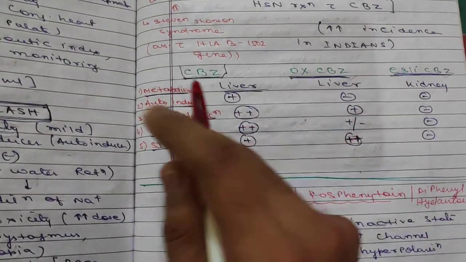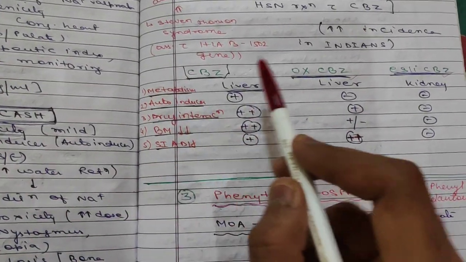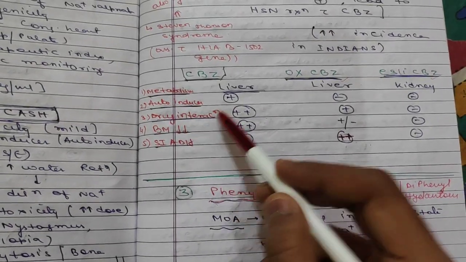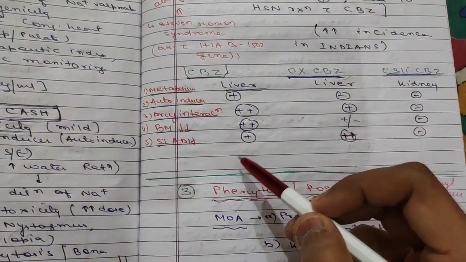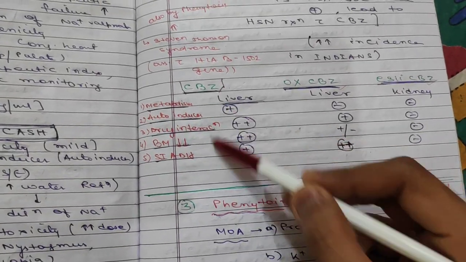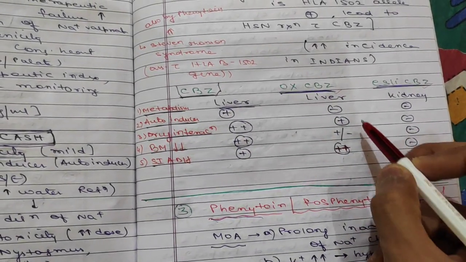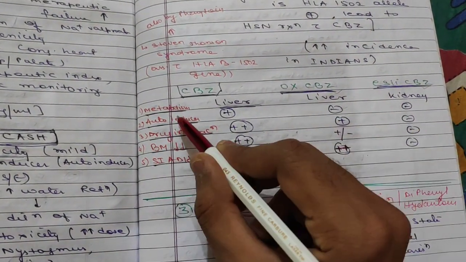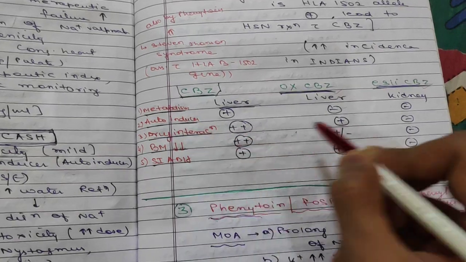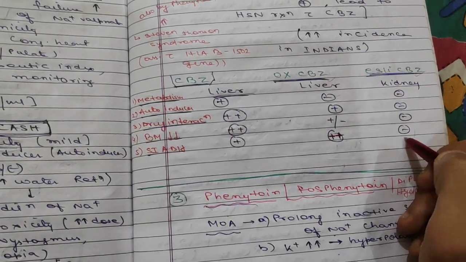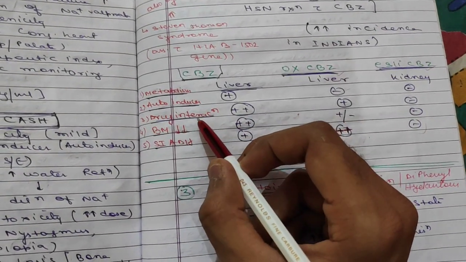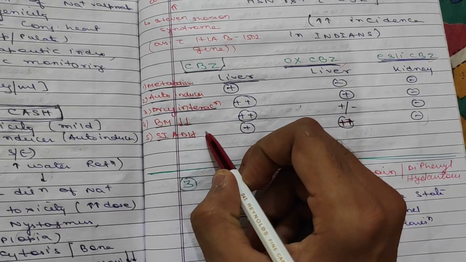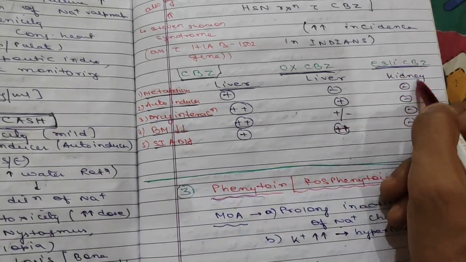Okay, and we will differentiate these three drugs on the basis of these five points: metabolism, autoinducer property, drug interaction, bone marrow suppression, and SIADH. Okay, so for carbamazepine all are positive. For oxcarbazepine the autoinducer property is negative, it does not have this property. Okay, but eslicarbazepine is negative for all of this. It has no autoinducer property, it has no drug interaction, no bone marrow suppression is seen, and it has no SIADH property. Okay, and its metabolism is exclusively by the kidney.